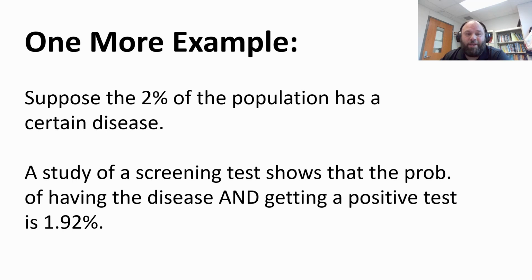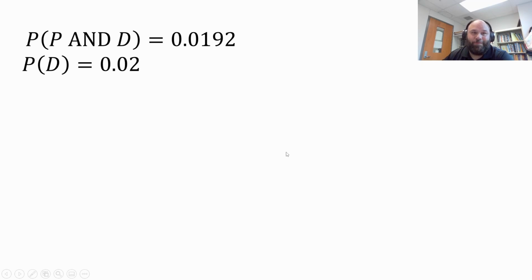Right? So that means if you pick a random person, a random patient, and before you even start thinking about the test, the probability that they both have the disease and get a positive test is 1.92%, whereas the probability that they have the disease, end of story, is 2%. Well, this should sound like a conditional probability to you.